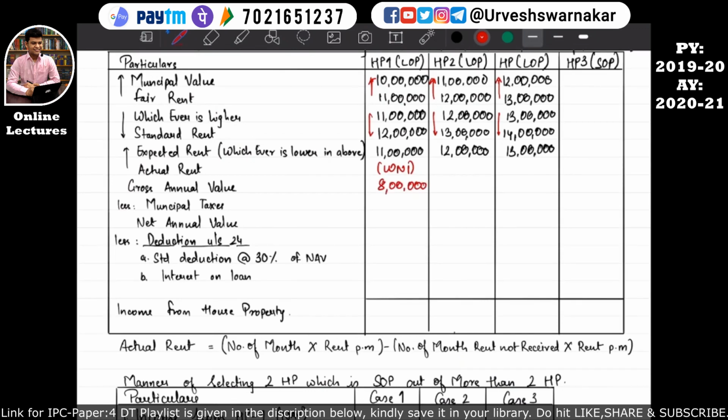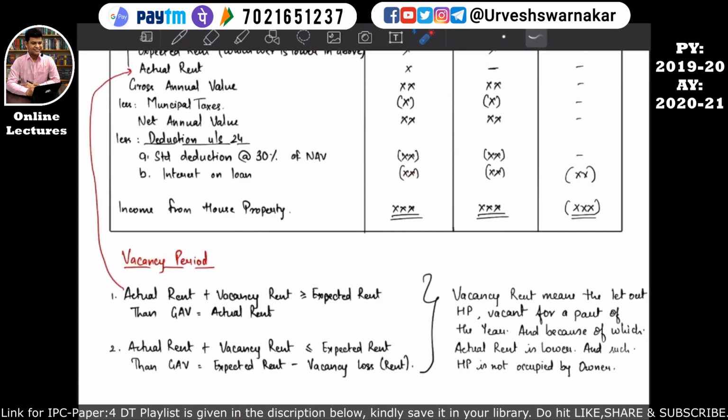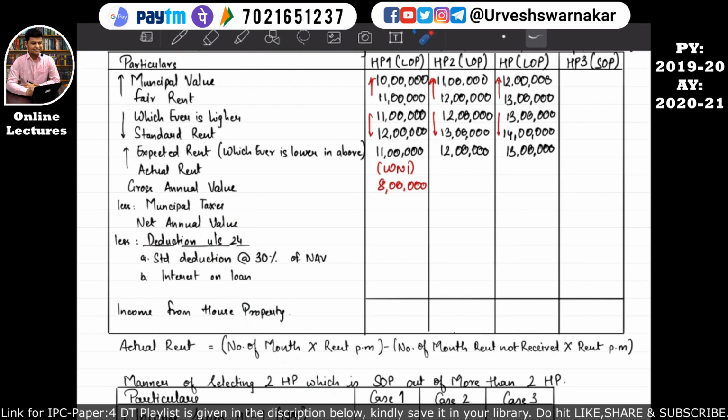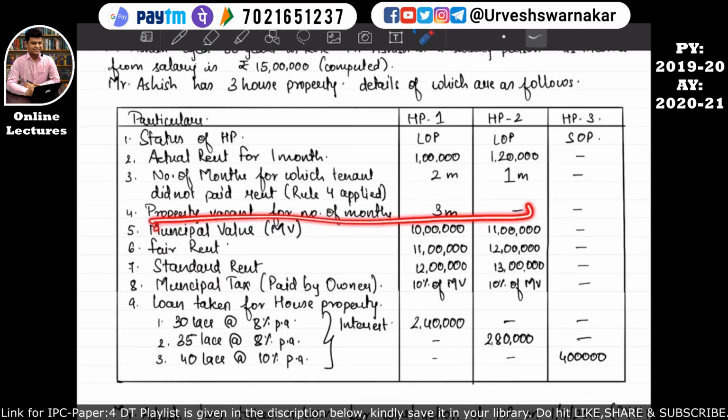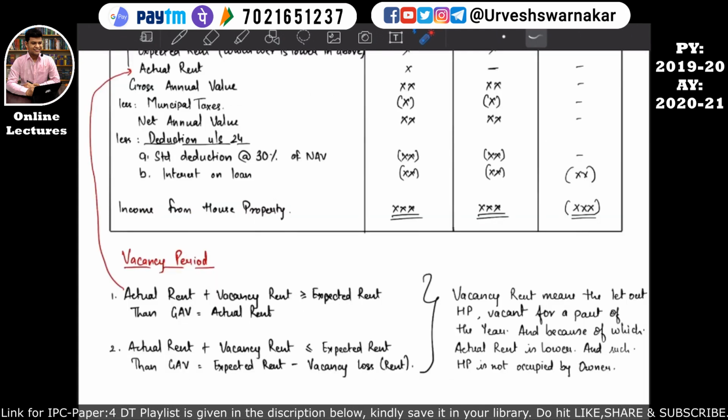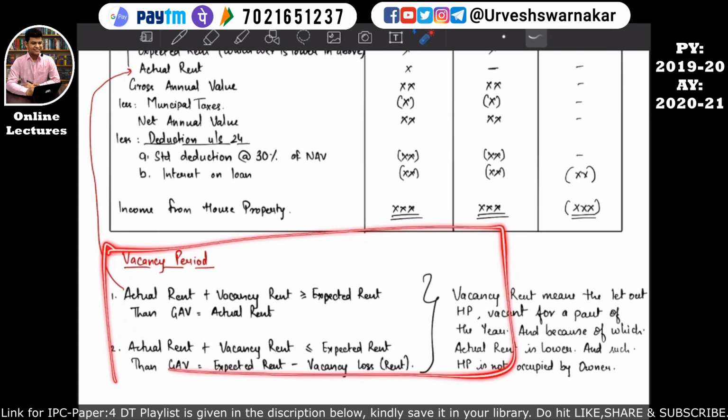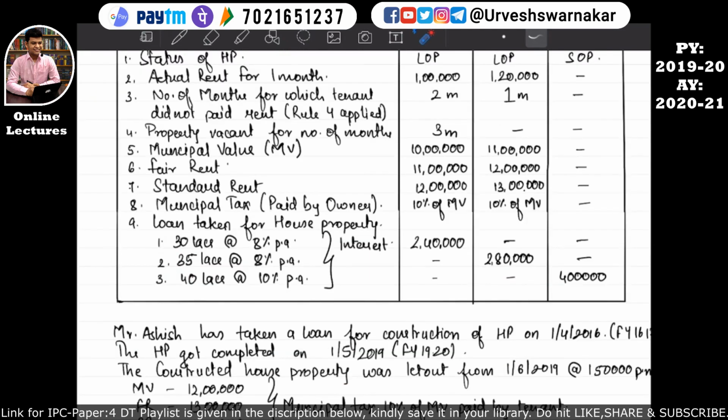I hope this is quite clear to you all. So you can see that we have revised this formula also in this sum. I hope this is quite clear to you all by now. Okay, house property number 2, actual rent for 1 month is 1,20,000. Number of months for which tenant did not pay rent is 1 month. Okay, and the property vacant for the number of months is 0. So from this point we can ascertain that the vacancy period formula we don't need to apply in house property number 2. Okay, let's come to our format book.